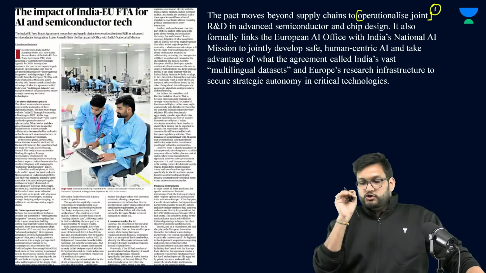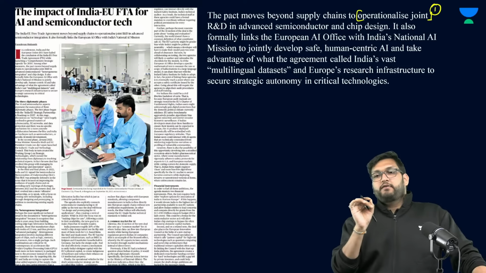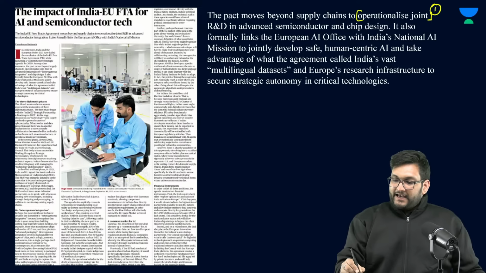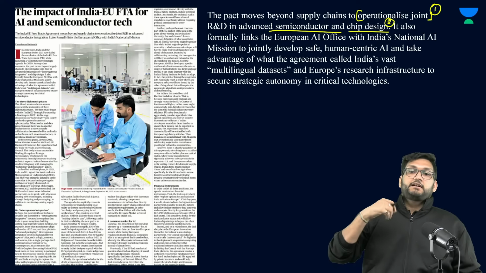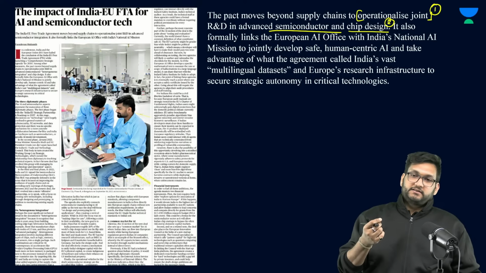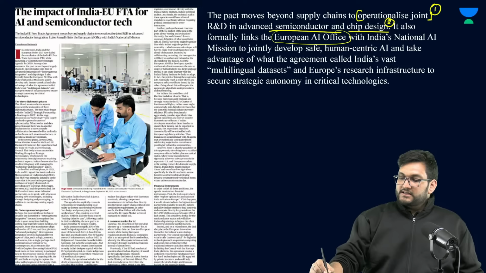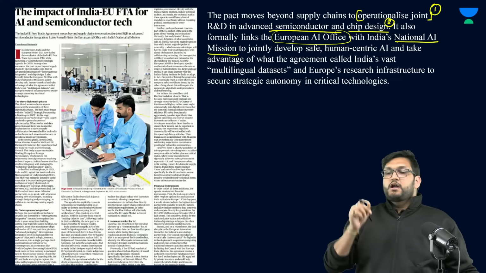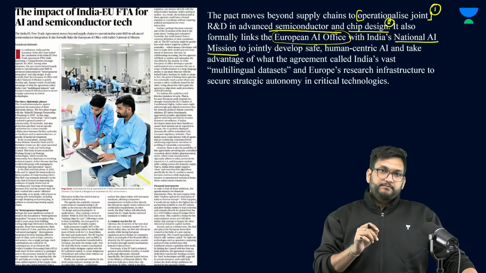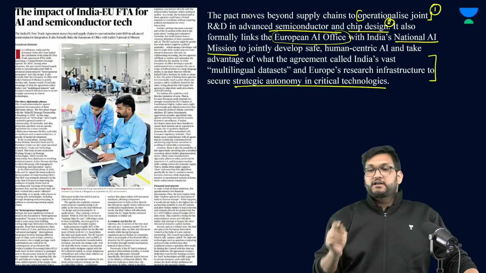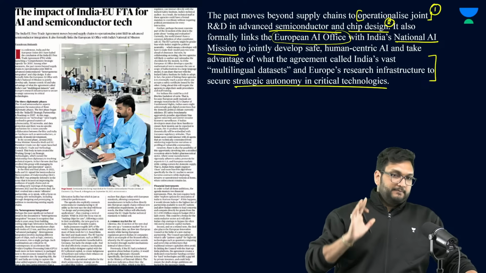First, they've talked about joint operationalization of R&D, which is research and development. Very interesting, very important. Second thing is how the design will be developed in a certain way, which is called heterogeneous integration. And the European AI Office is now going to get integrated into the National AI Mission of India, so as to produce critical technologies and AI generally.